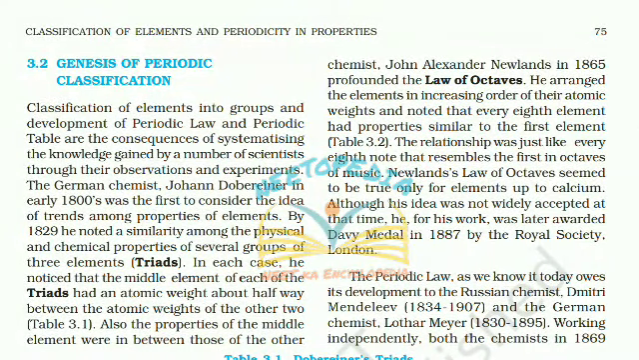3.2 Genesis of periodic classification. Classification of elements into groups and development of periodic law and periodic table are consequences of systemizing the knowledge gained by a number of scientists through their observations and experiments.